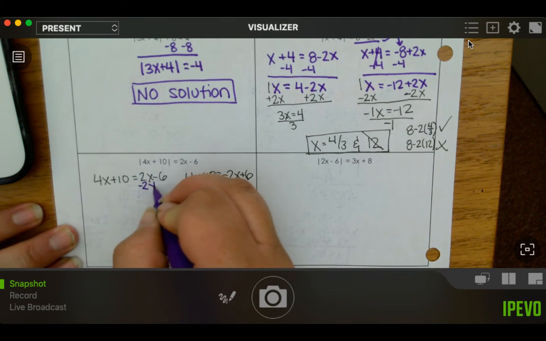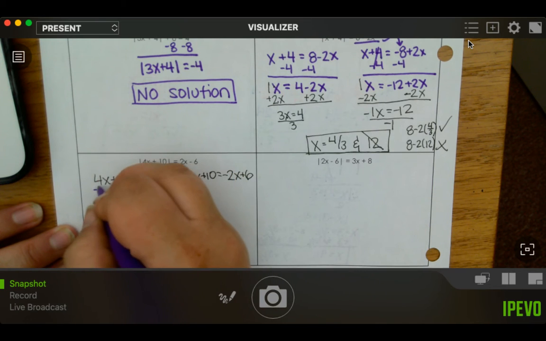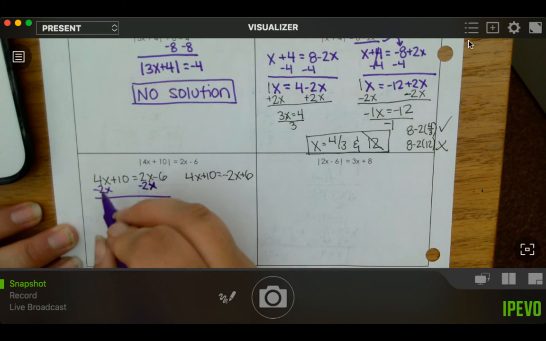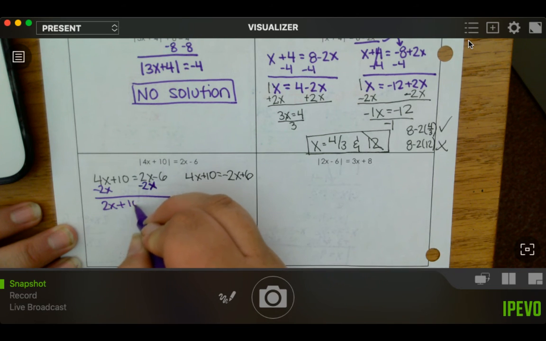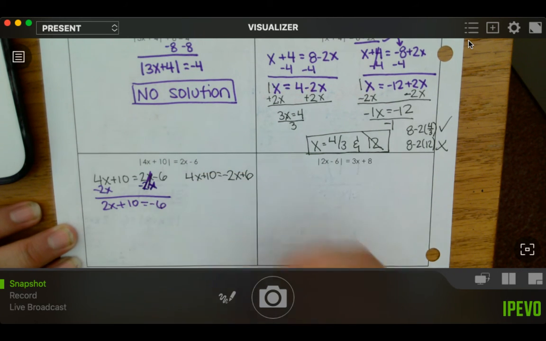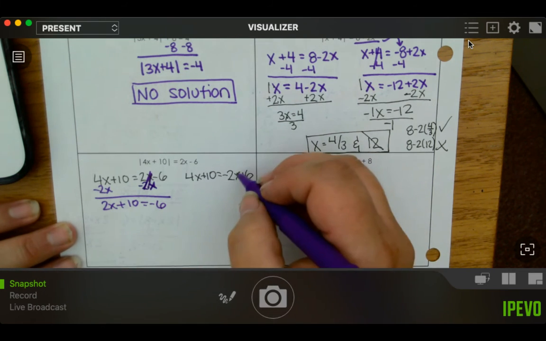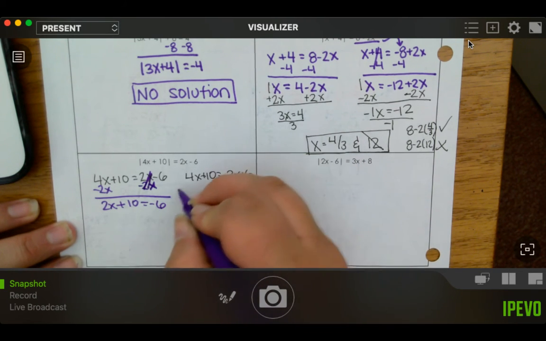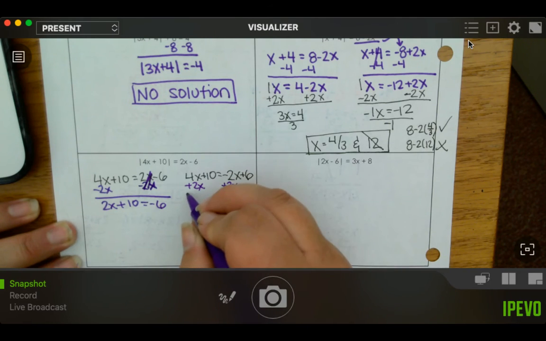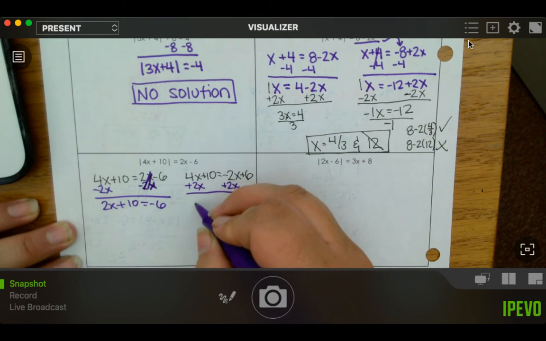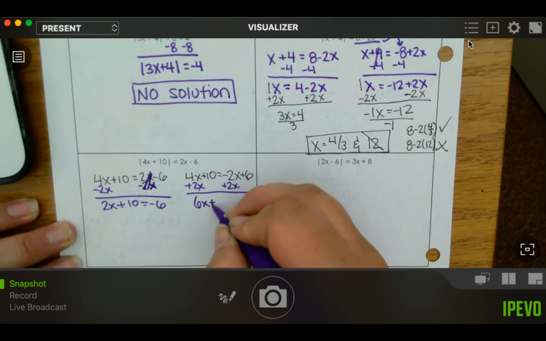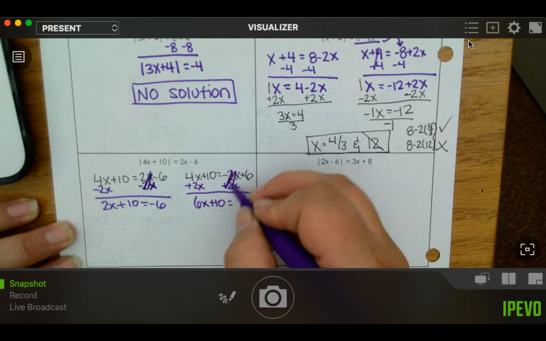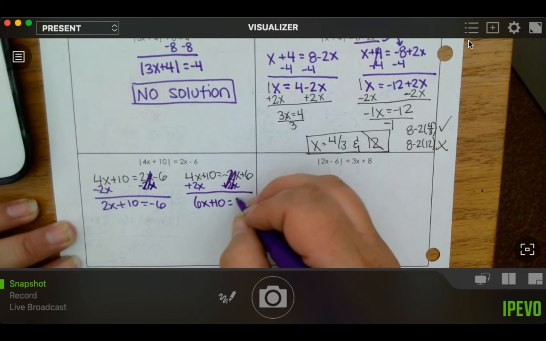Subtract that 2x so it joins the other x's over here. 4x minus 2x is 2x. Keep the plus 10. These two cancel it out. Equals negative 6. Over here, it's already negative 2x, so I'm going to add that 2x. 4x plus 2x is 6x. Keep the plus 10. That crosses out, and it equals positive 6.